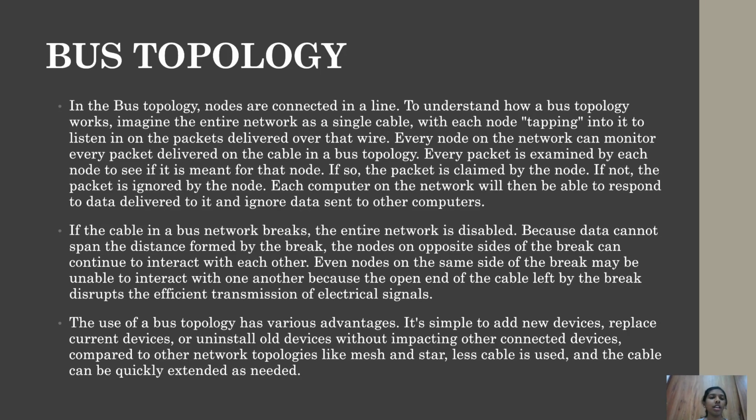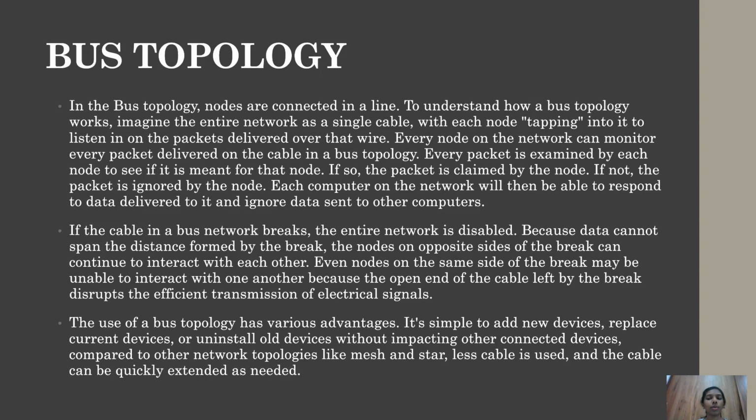Bus topology. In the bus topology, nodes are connected in a line. To understand how a bus topology works, imagine the entire network as a single cable, with each node tapping into it to listen in on the packets delivered over the wire. Every node on the network can monitor each packet delivered on the cable in a bus topology. Every packet is examined by each node to see if it is meant for that node. If so, the packet is claimed by the node. If not, the packet is ignored by the node.